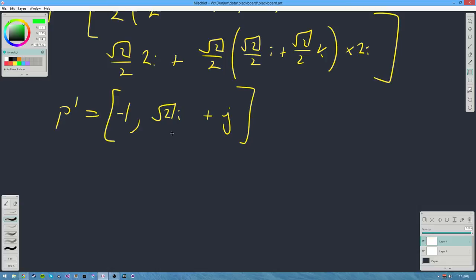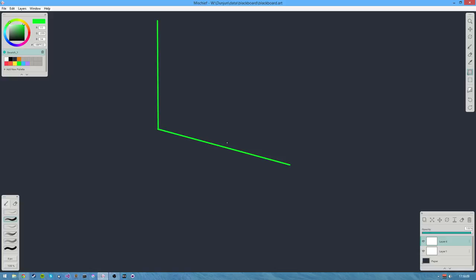We can represent it on the diagram. I'm going to do green for the axes again. That's the i direction. That's the j direction. And that's the k direction. Now, when we rotate this, it's not going to be the same. We've rotated it by 45 degrees, but now we've also got another part into it.